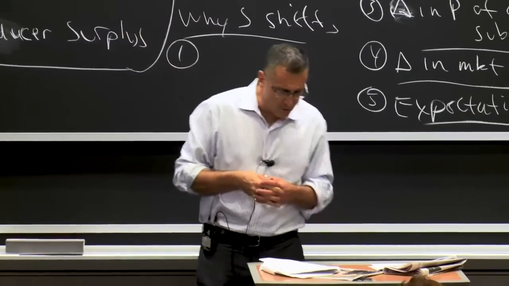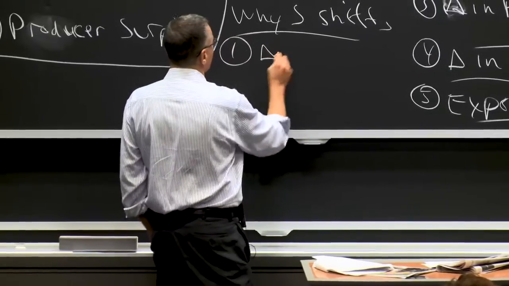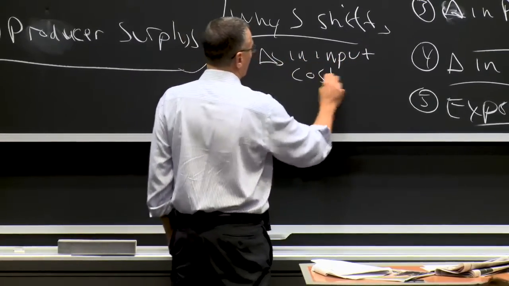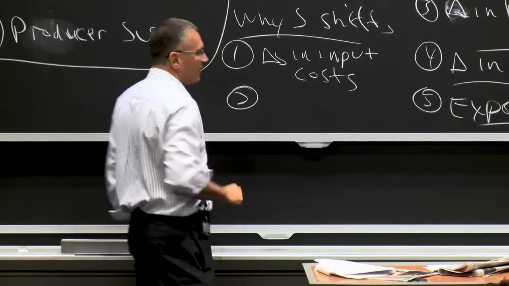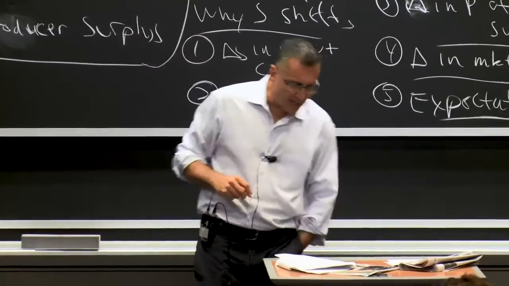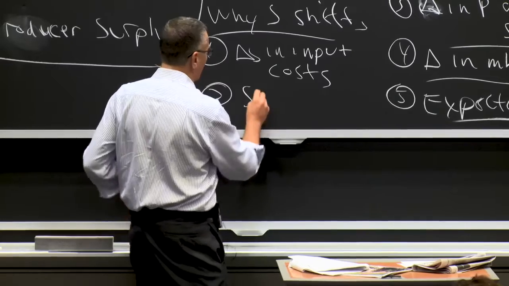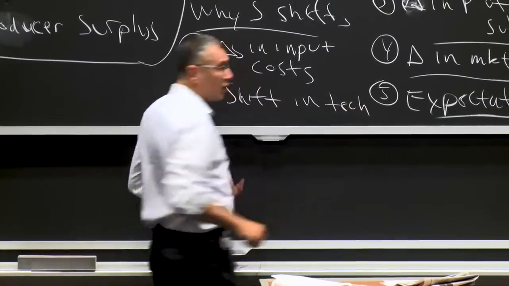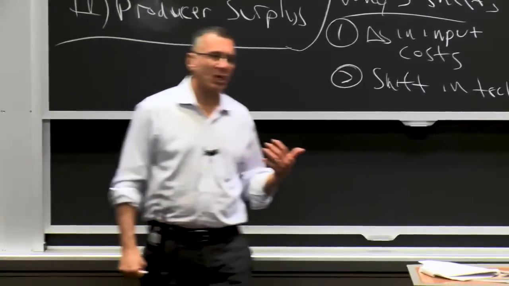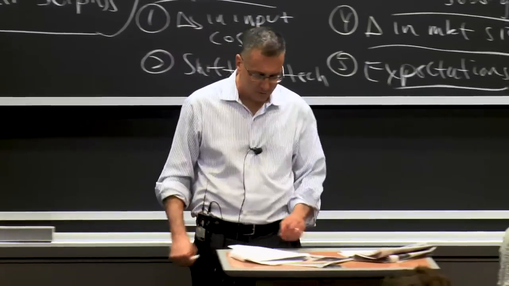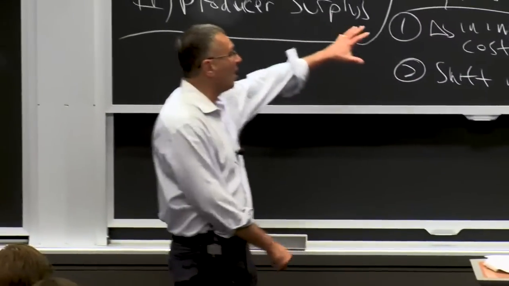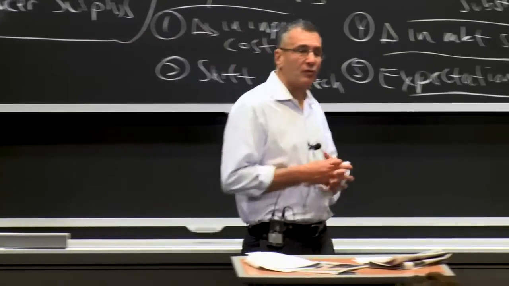One reason is changes in input costs. And the second is a shift in the technology in production. So either the production function changes or input costs change. That's pretty much why supply curves shift. So that gives you a catalog of how to think about these curve shifts.